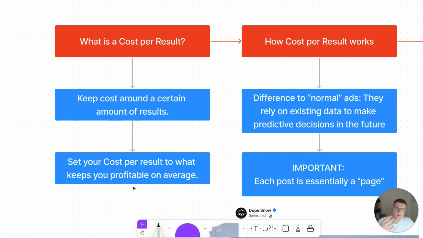Then, how does cost per result work? I think this is more important and needs some more explanation. Essentially, cost per result works differently compared to normal ads, which don't have any cost per result. Because a cost per result ad, campaign or ad set relies on existing data to make predictive decisions in the future, which is different to normal CBOs, for example, where a lot of the results that you're getting depend on the user experience, which is your ad, right?